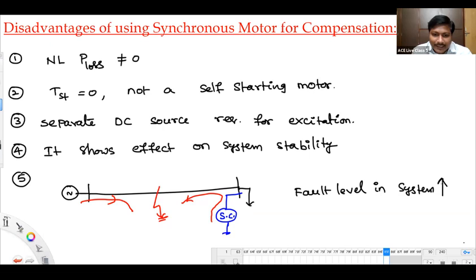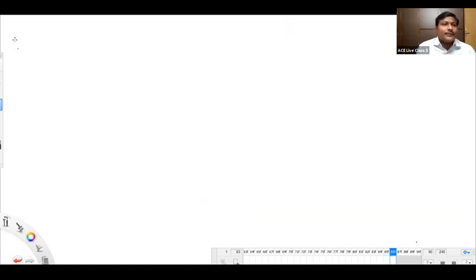So these are various disadvantages we are getting of using a synchronous motor in compensation. But there may be some advantages also. What are those advantages? That we should discuss now. Let's see the next heading: advantages of using the synchronous motor for compensation.